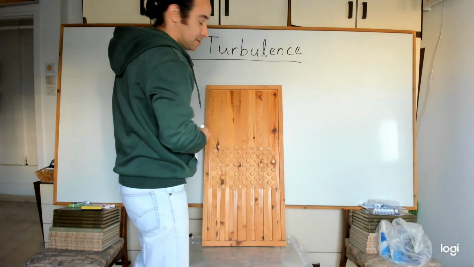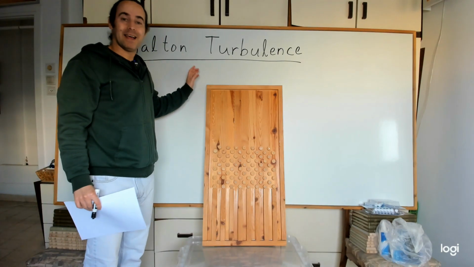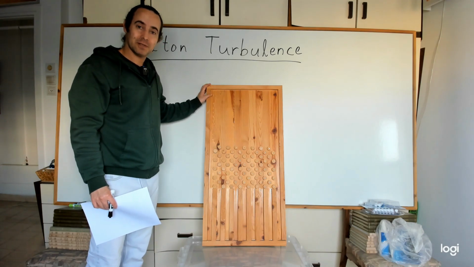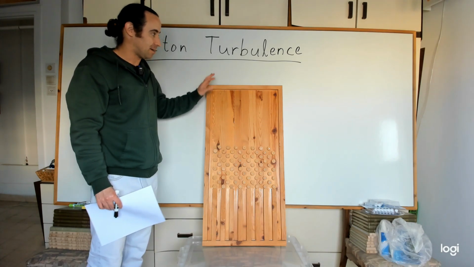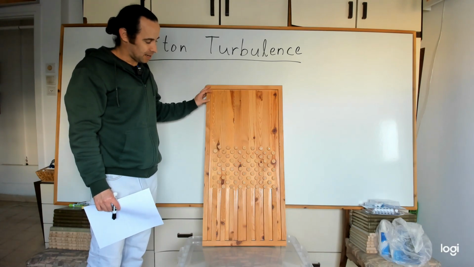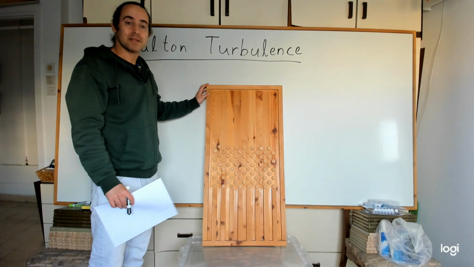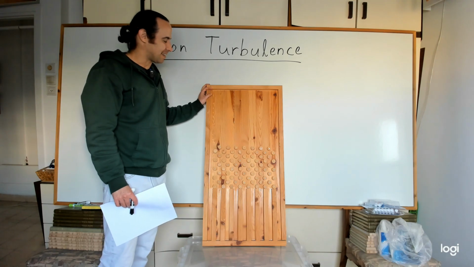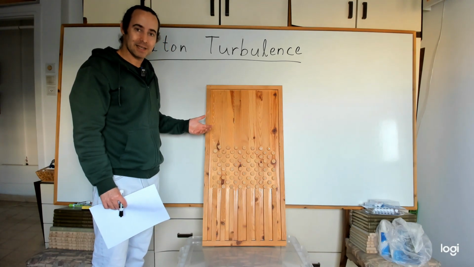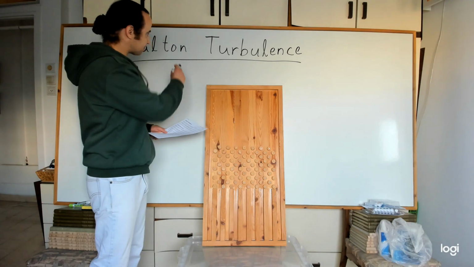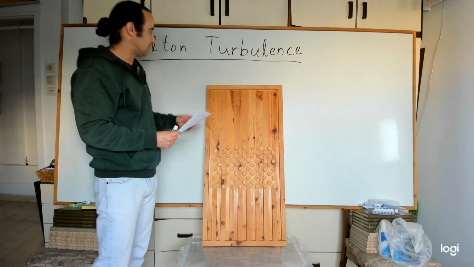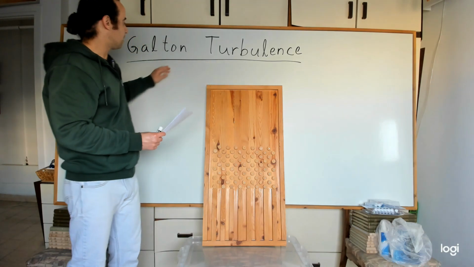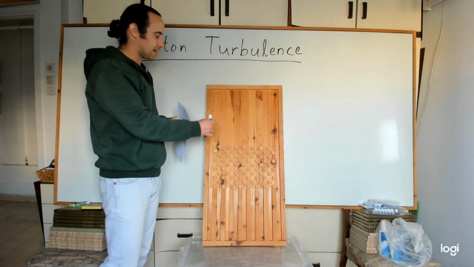So, as you noticed already, I'm sure you've noticed, there is a big Galton board in the middle of the room. Okay, so in the middle of the whiteboard. This is something that I tried to build once, and during building it, I thought about this invention. It explains turbulence through the Galton board. So this is a Galton board.